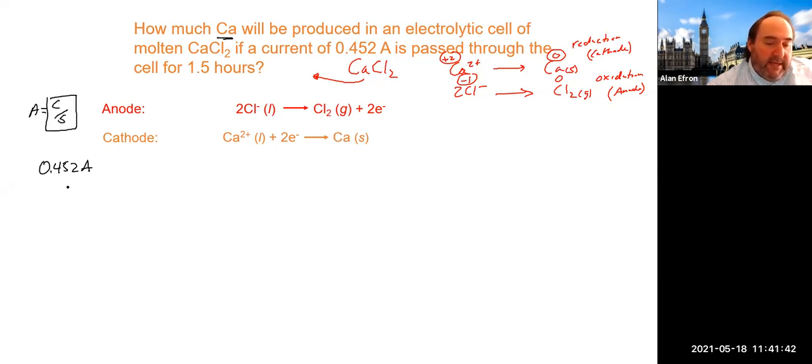Remember that as we saw previously, an amperage is a coulomb over seconds, which is maybe the units you may want to use, so you can see everything sort of canceling out. And what that would mean is you have 0.452 coulombs per second. That's good because it does give us our time.